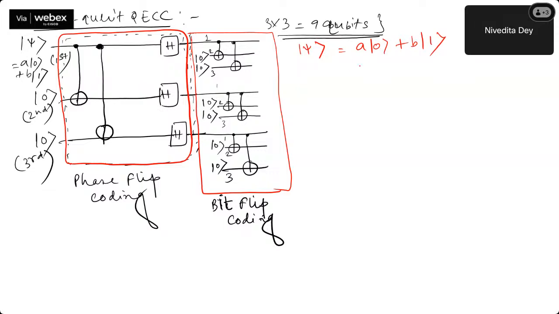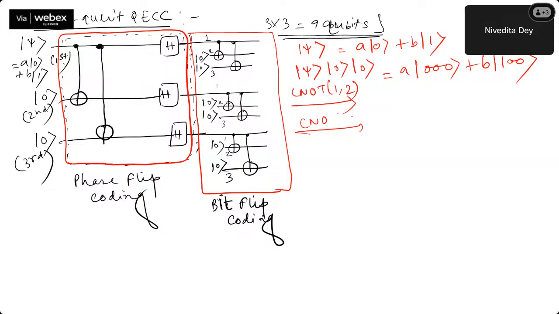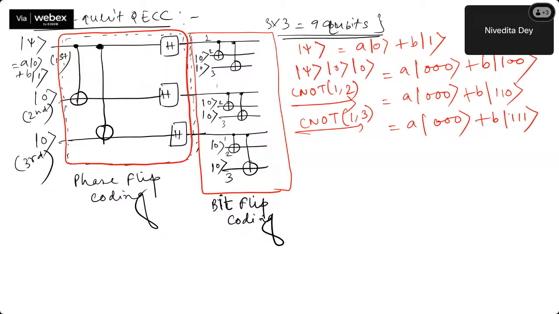So psi is equal to a|0⟩ plus b|1⟩. So now what I'm doing, psi 0, 0. If you're having any difficulty, just let me know. Why? Because these things are very common now. So it's a|000⟩ plus b|100⟩. Now I'm applying 2 CNOT operations. So CNOT 1, 2, and CNOT 1 and 3. So this should make it a|000⟩ plus b, this thing, that is |110⟩. And this will make it |000⟩ plus b|111⟩. Now Hadamard on all the qubits.